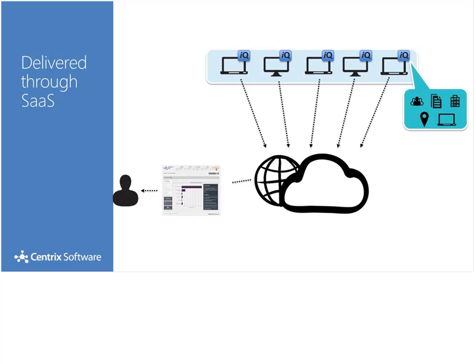So the 365 IQ solution and Workspace IQ, which is the wider product, is delivered by agents which sit on your devices that track all of the usage that I just talked about. That's delivered into SaaS infrastructure, and what that allows you to do then is access all of that information simply through a web browser.